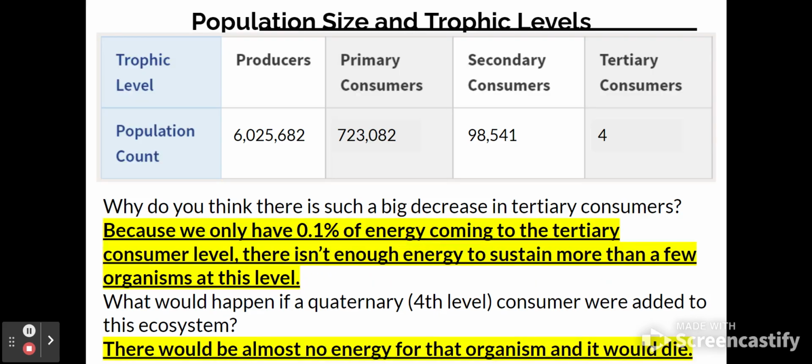Because we only have 0.1% of energy coming to the tertiary consumer level, right? If we start off with 100%, we're going pretty much down to 0.1%. There isn't enough energy to sustain more than a few organisms at the tertiary level. So that's why we have so few organisms there, because we just can't handle that many. Now, if we tried to add a 4th level, there wouldn't be enough energy for that organism and they would die because they wouldn't be able to get enough food by only eating 4 tertiary consumers.